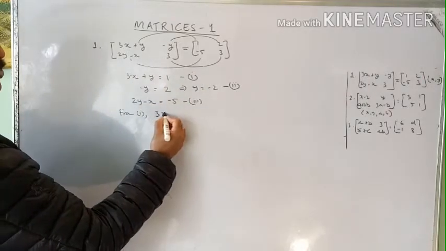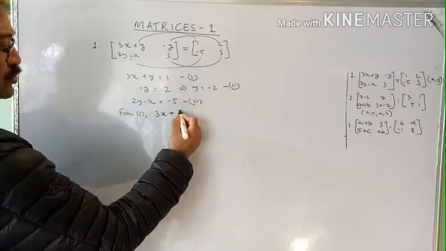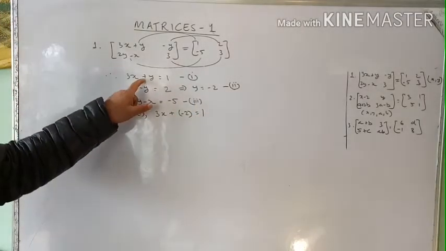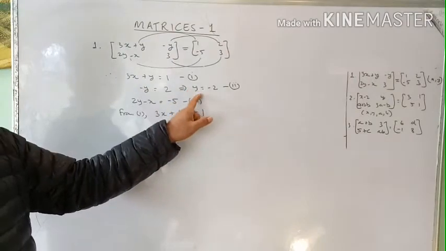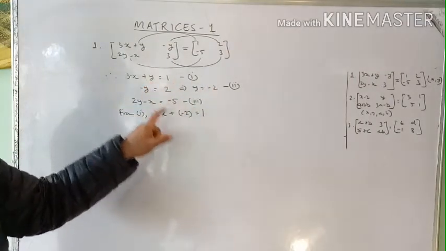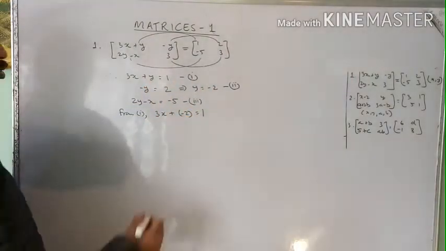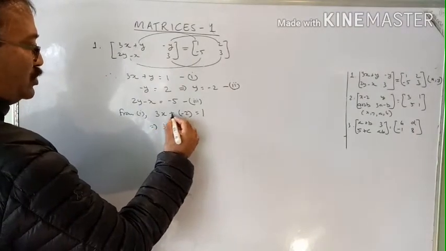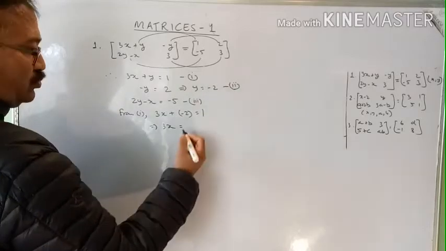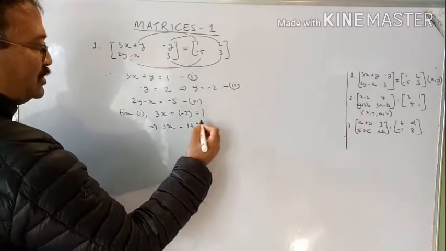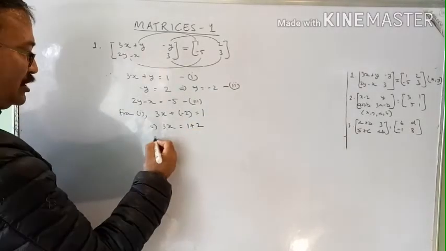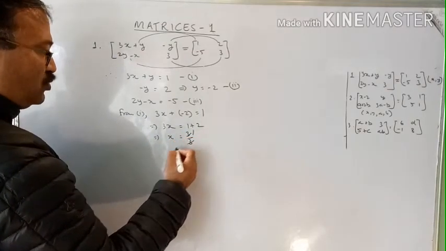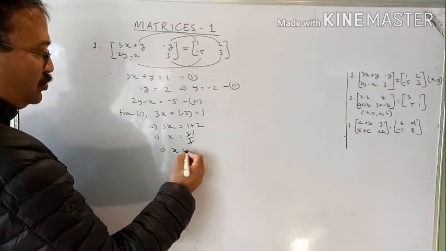So you get 3x plus the value of y, which is minus 2, so minus 2 is equal to 1. In equation 1, we substitute the value of y, which is equal to minus 2. So this will give you 3x equals minus 2 plus, minus minus goes to the RHS and becomes 1 plus 2. So this implies x equals 3 by 3, so it is 1. So this gives you x equal to 1.